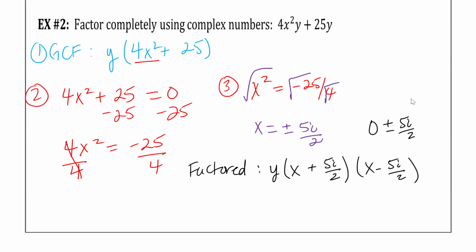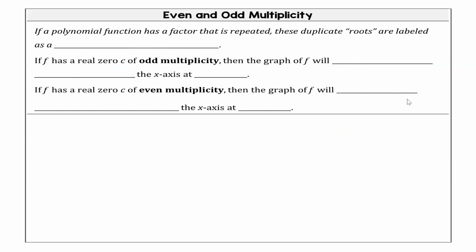We're going to talk about multiplicity. So we're going to review multiplicity. If a polynomial function has a factor that is repeated, so when you have a repeated factor, these duplicate roots are labeled as a multiplicity. Multiplicity. It's a really funny movie from the 90s also.